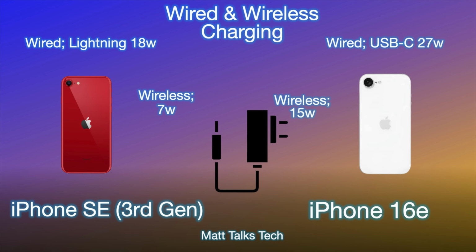So moving on then to wired and wireless charging, the old iPhone SE 3rd generation charged at 18 watts and also 7 watts. Obviously we had Lightning with that as well, but with the iPhone 16e we can charge up to 27 watts wired charging over USB-C, and we've also got 15 watts wireless charging enabled on the iPhone 16e. This is definitely a good bump up compared to the last generation.